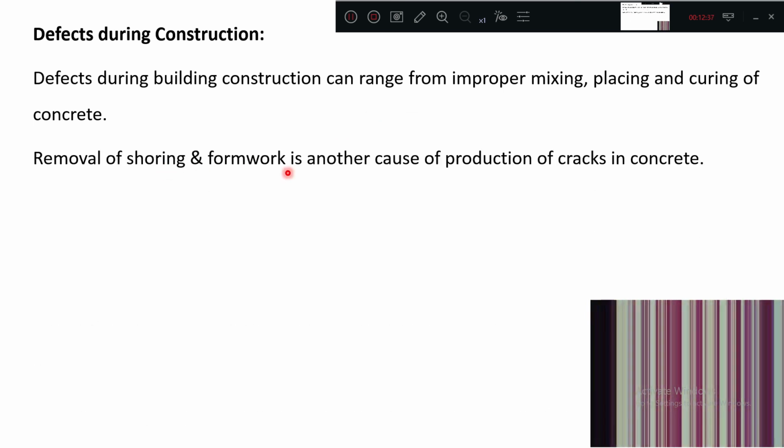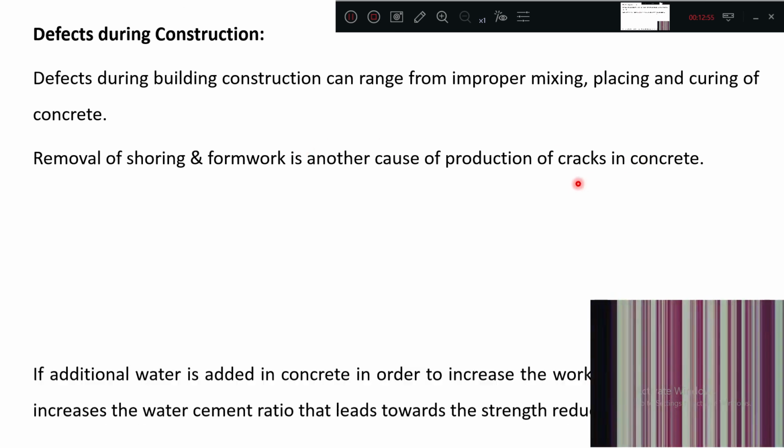Removal of shoring and formwork too early is another cause of cracks. Let us say you are constructing a slab, and within 10 days you start to remove the shoring or formwork. The concrete is not fully set, so at that time it will lead to cracks.